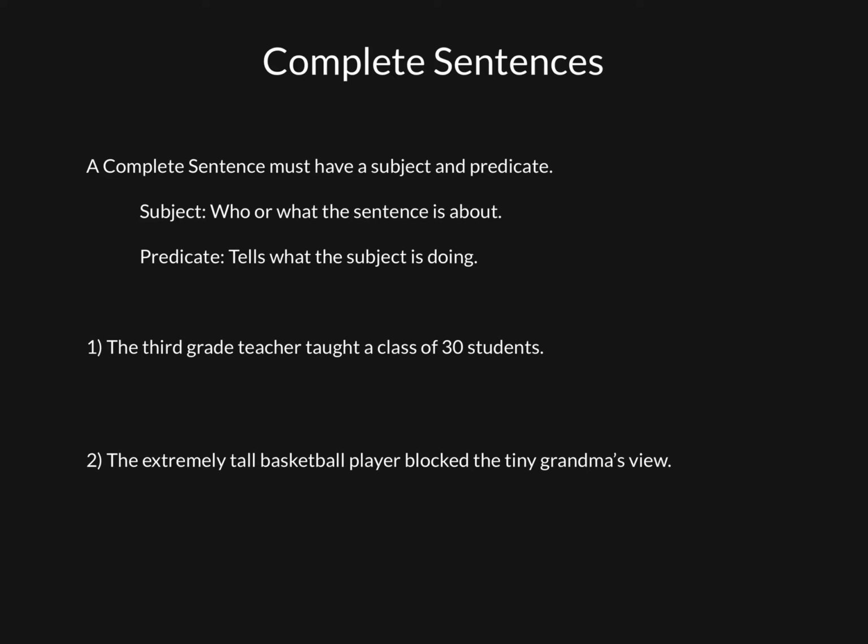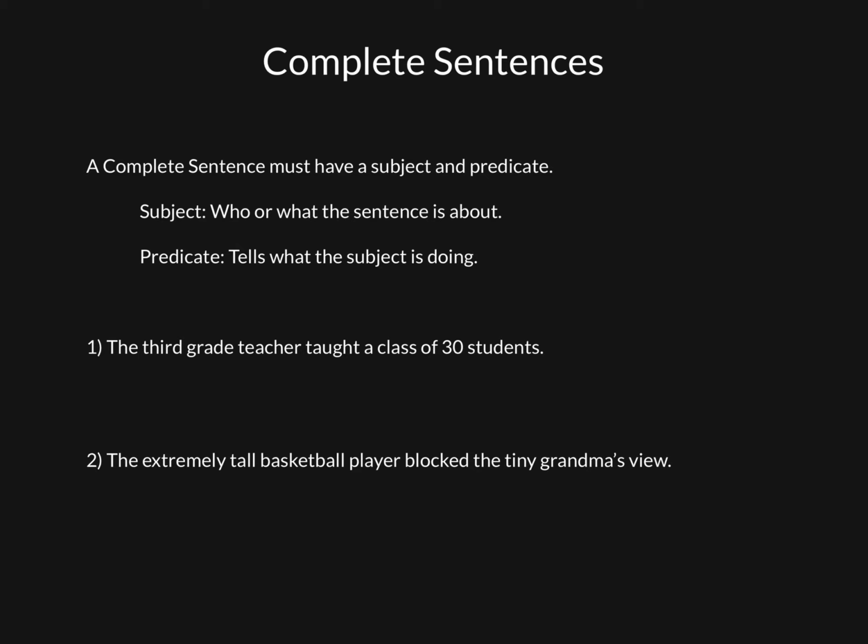Today we're going to go over what makes a complete sentence. Basically, what makes a complete sentence is having a subject as well as a predicate. Now, what's a subject and predicate? A subject is just who or what the sentence is about, and the predicate tells what the subject is doing. So let's keep that in mind and tackle a couple problems.